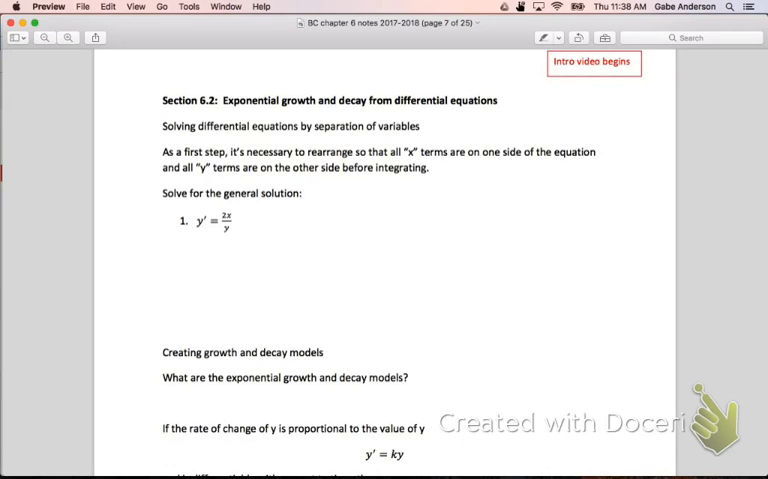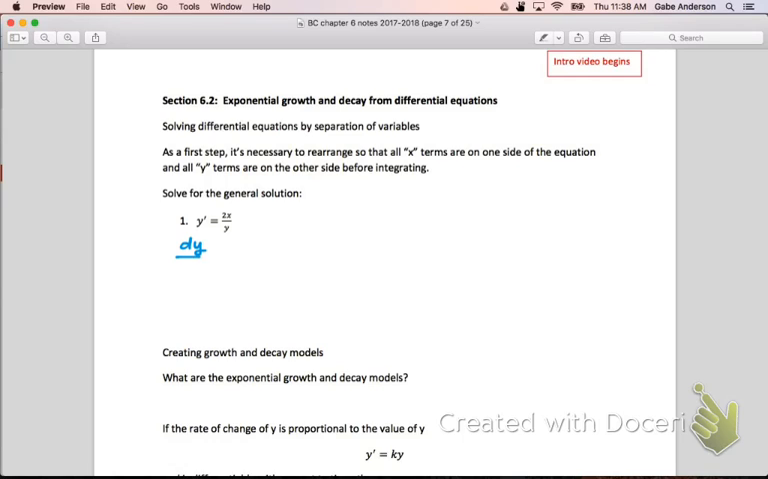This is the intro video for AP Calculus BC, section 6.2, and we're going to be looking at exponential growth and decay. So in preparation for this, let's do just a little bit of practicing with separable differential equations. We've done this before. I just thought this would be a good warm-up for us to try here, so let's do this. Feel free to pause the video and try this by yourself, and then watch the video if you want to check your answer.